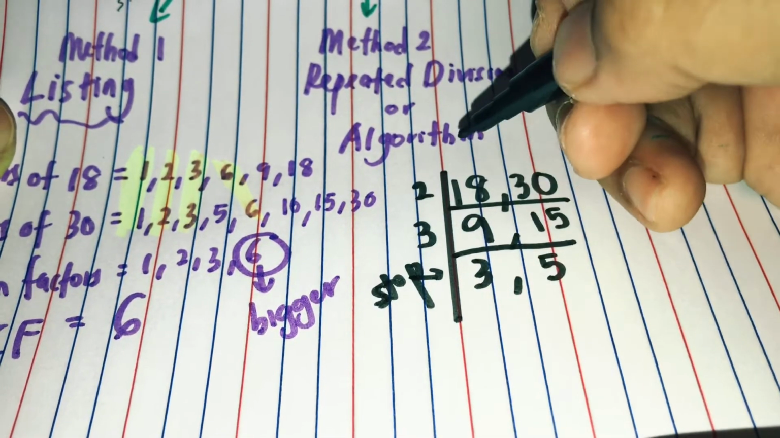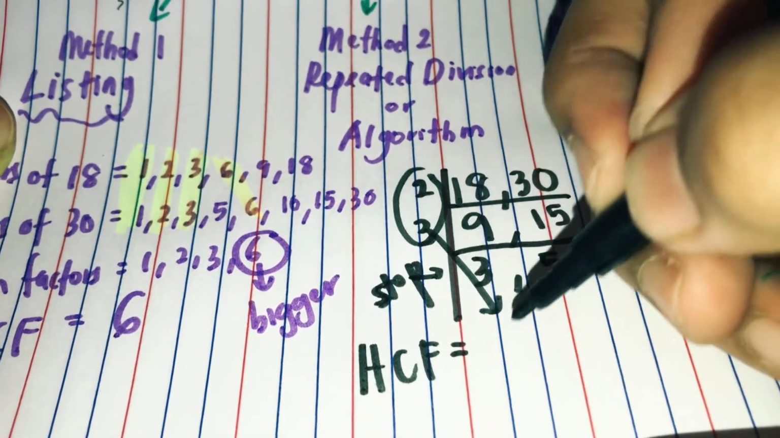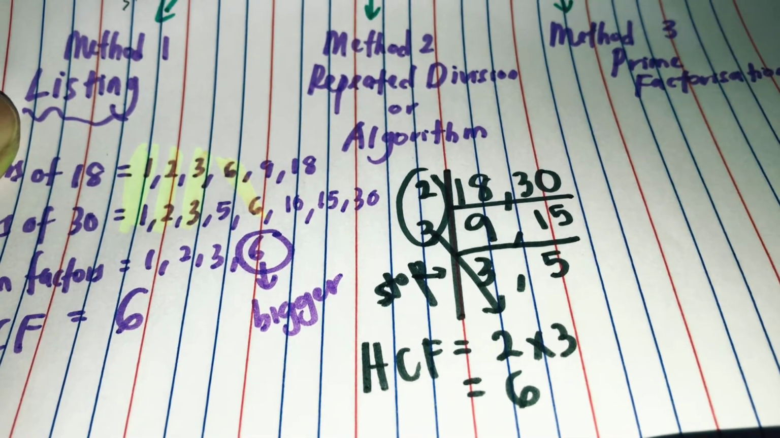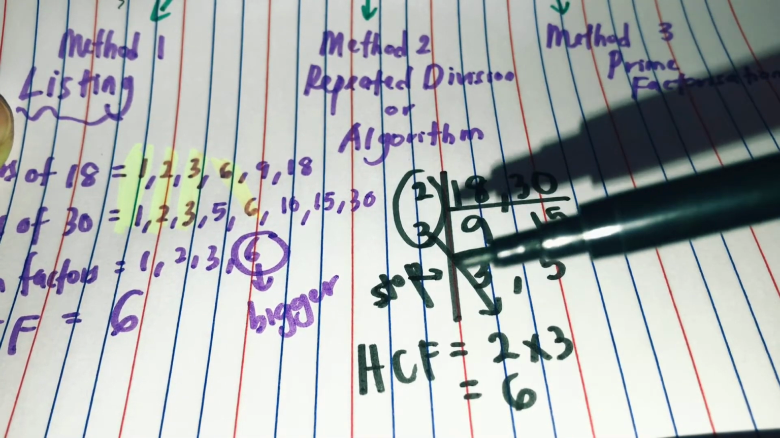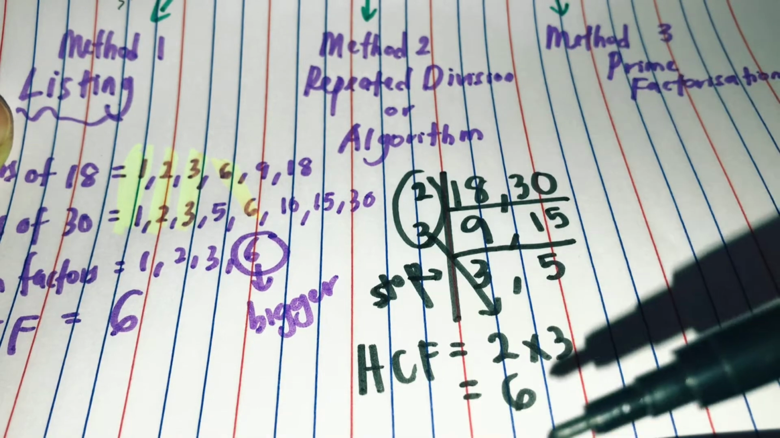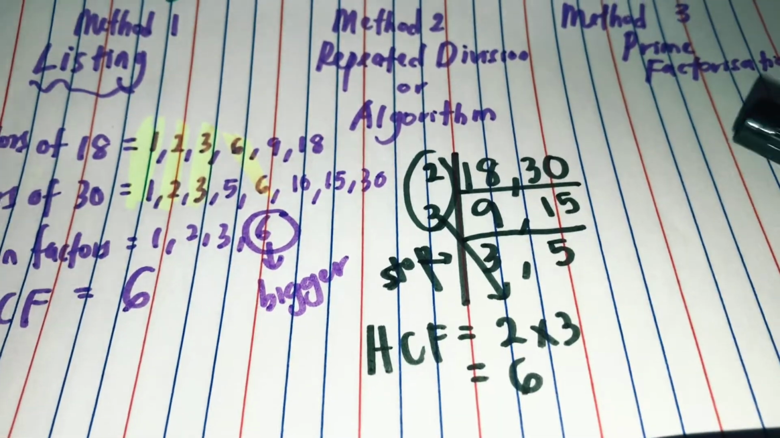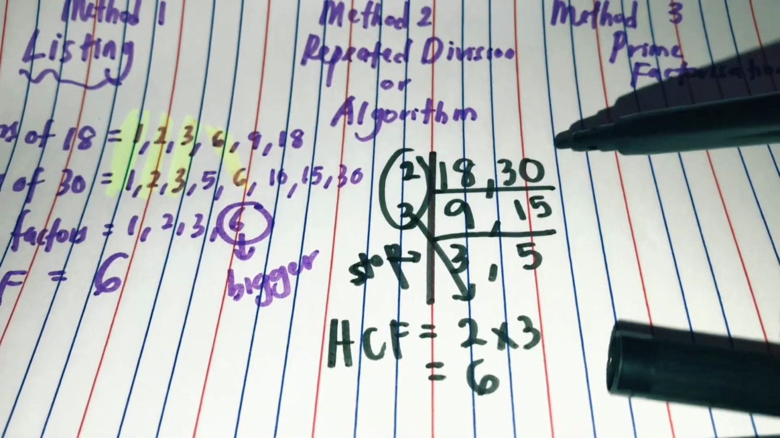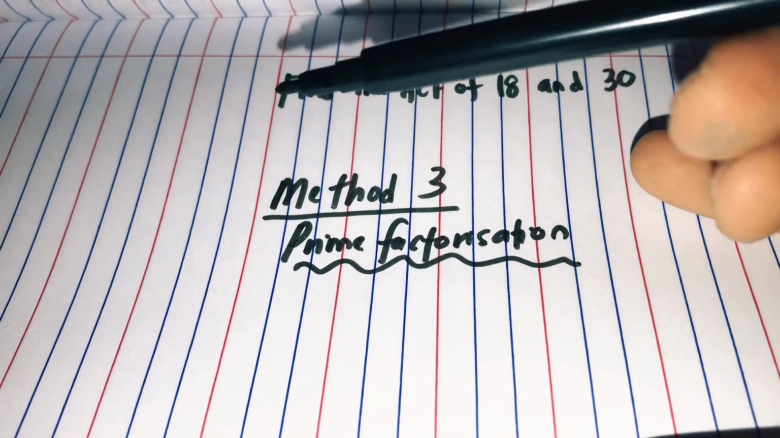Then the highest common factor equals the values you multiply: 2 times 3, so you get 6. This one we call method 2, repeated division or algorithm. If you cannot find any number that can divide 3 and 5, you must stop, and then you multiply these two. 2 times 3, you get 6. Same as the listing, right? Just now you listed, you got the HCF equal to 6. Now you use repeated division, the answer is also 6. Then finish.